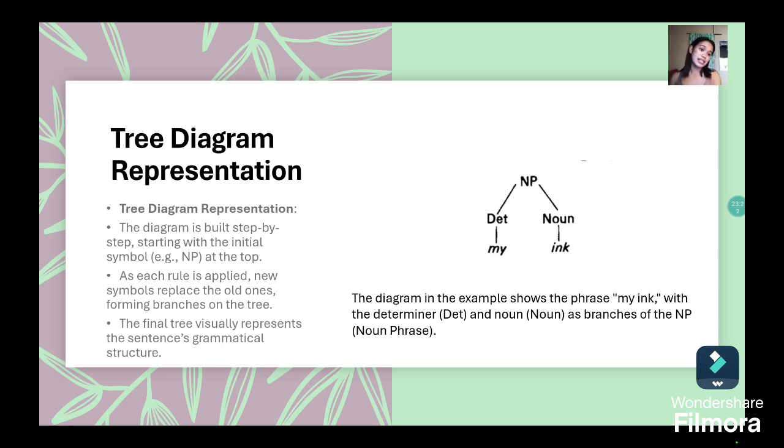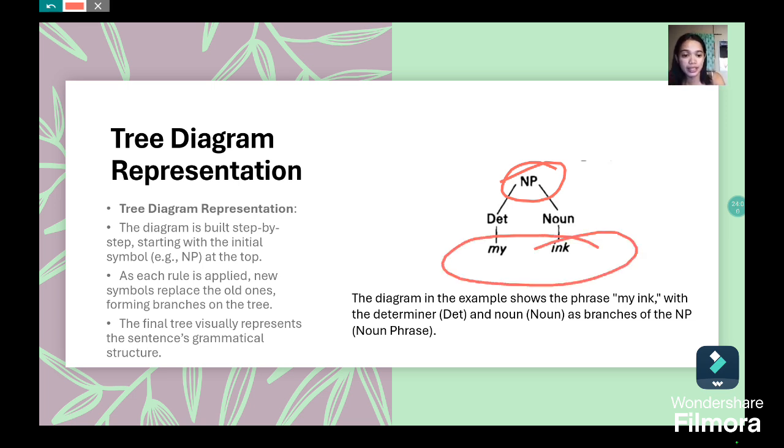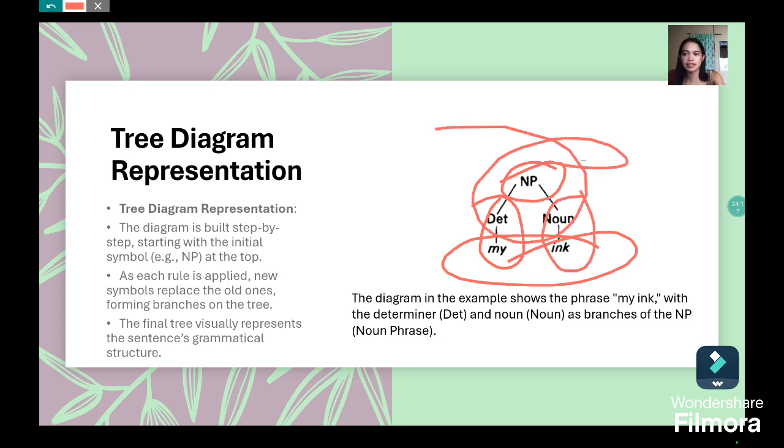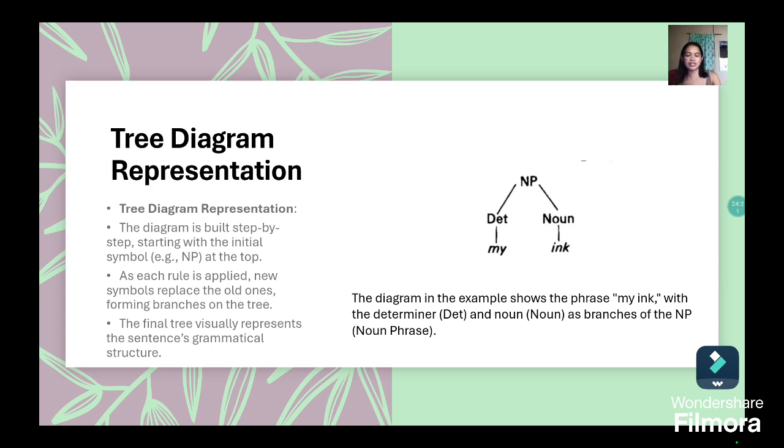So, in that figure, that is an example of a tree diagram. Tree diagram representation: the diagram is built step by step, starting with the initial symbol, for example noun phrase, here at the top. As each rule is applied, a new symbol replaces the old one, forming the branches of the tree. The final tree visually represents the sentence's grammatical structure. The diagram in the example shows the phrase my ink with a determiner. Determiner here is my, and the noun here is ink, as the branches of noun phrase. So that is tree diagram representation.